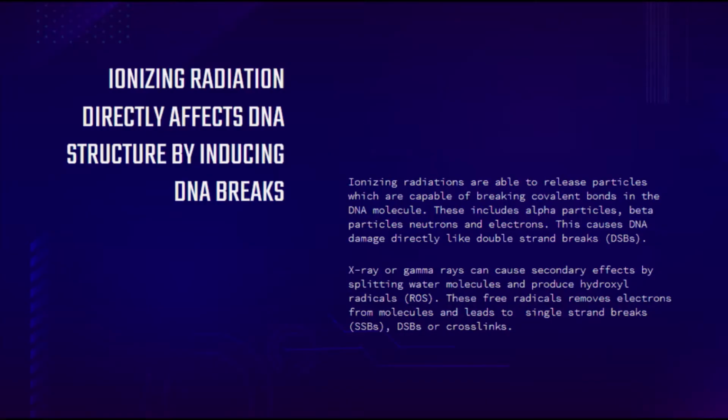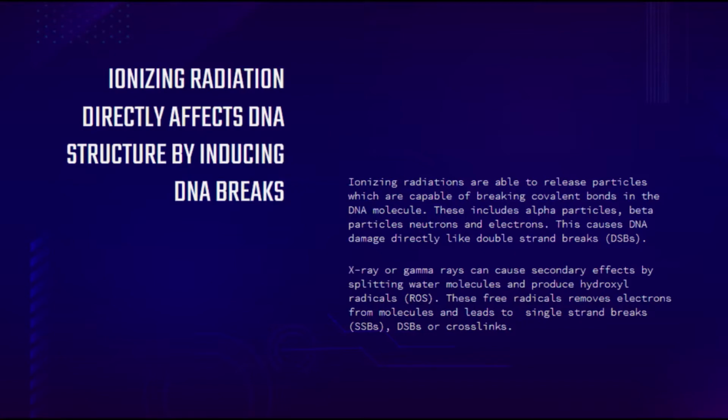Ionizing radiation directly affects DNA structures by inducing DNA breaks. Ionizing radiations are able to release particles which are capable of breaking covalent bonds in the DNA molecule. These include alpha particles, beta particles, neutrons, and electrons. This causes DNA damage directly, like double-strand breaks.